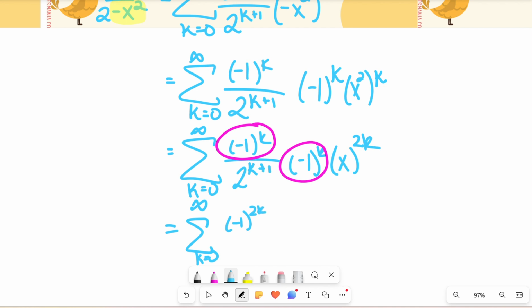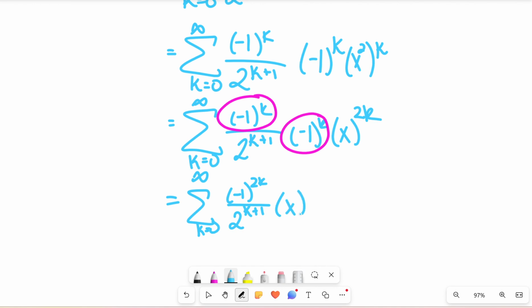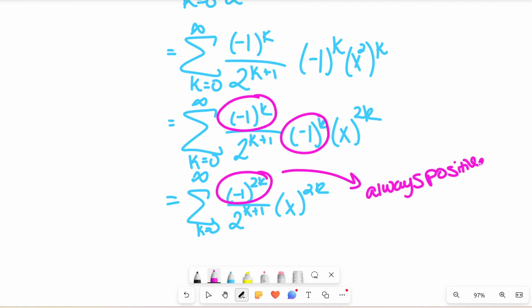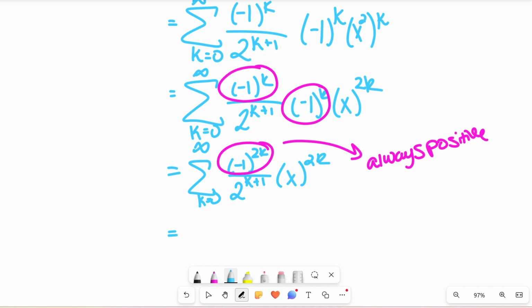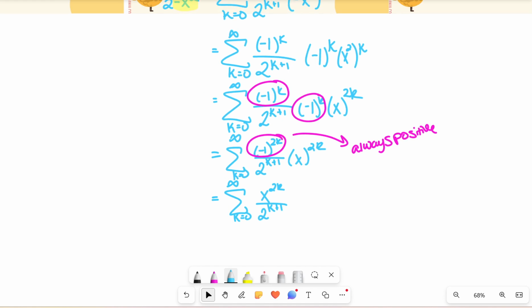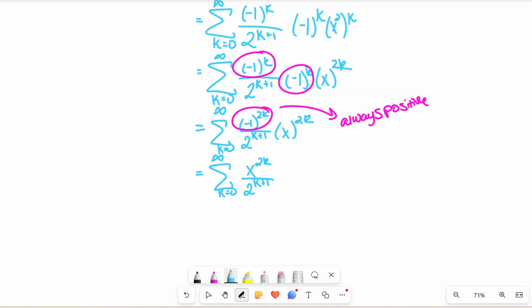That's going to verify that our exponent is always going to be even, making this always positive. So since this is always positive, I can go ahead and drop this component. I'm just left with x to the 2k over 2 to the k plus 1 power. So this is the fully simplified version of that Maclaurin series.